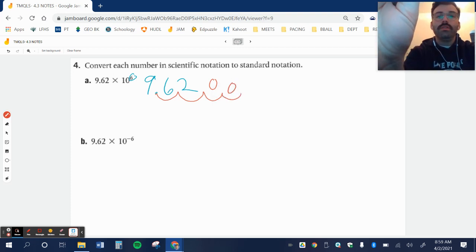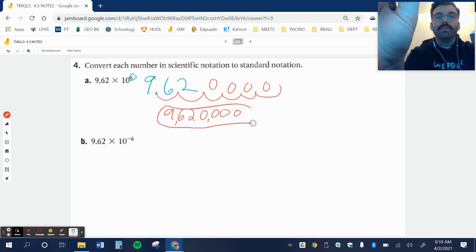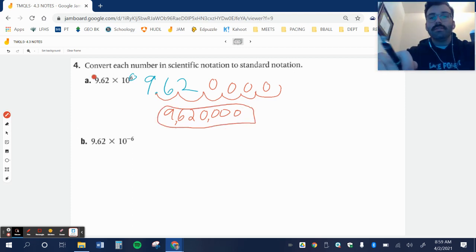4, 5, 6. Boom. So I have 900, there's 962, and then 4 zeros. So my standard notation is 9,620,000. All right. Let's keep going.